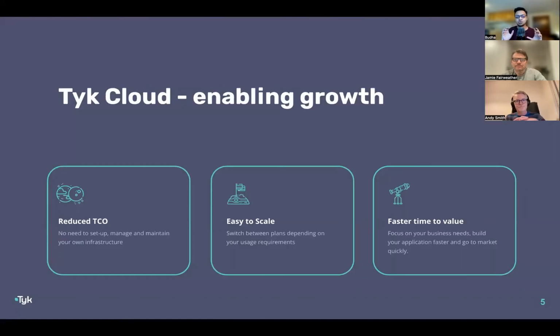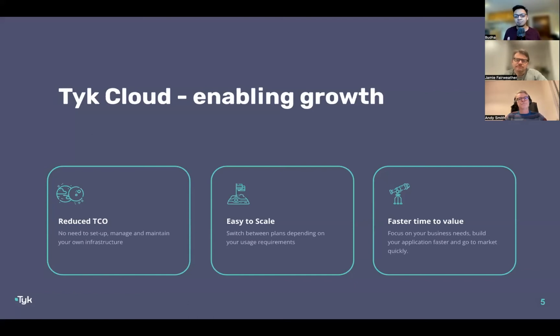And that brings us to some of the key benefits of Tyk Cloud, key things that we're addressing, which is obviously reduced total cost of ownership, because you don't really need to have an entire end-to-end infrastructural setup that then needs to be managed and maintained on an ongoing basis. You might need different teams to come in to do that for you, and again, that takes some of the attention away from actually focusing on the business needs, the business logic of your application.